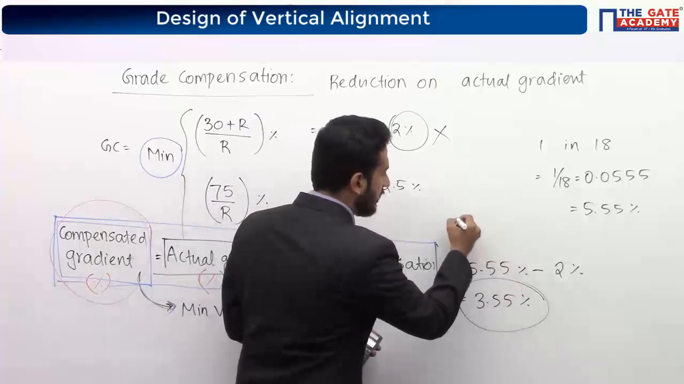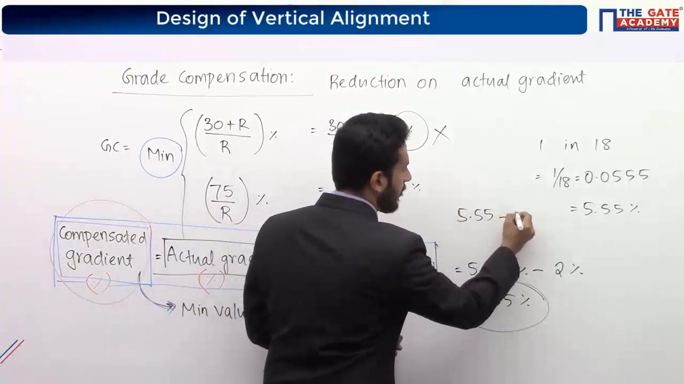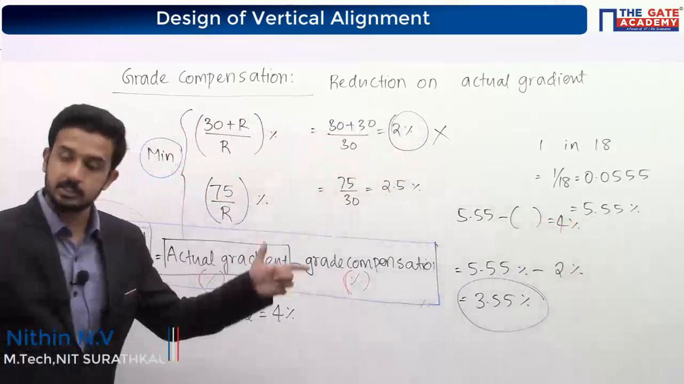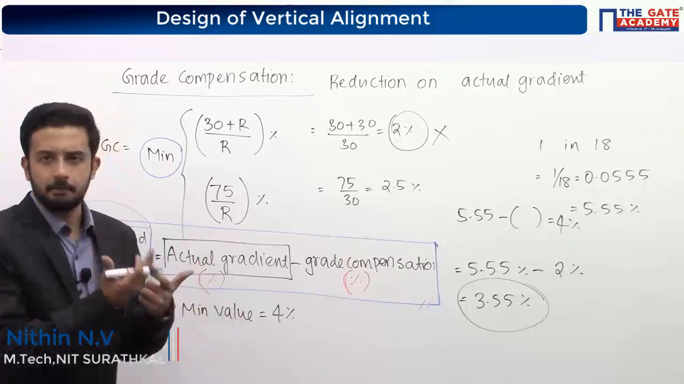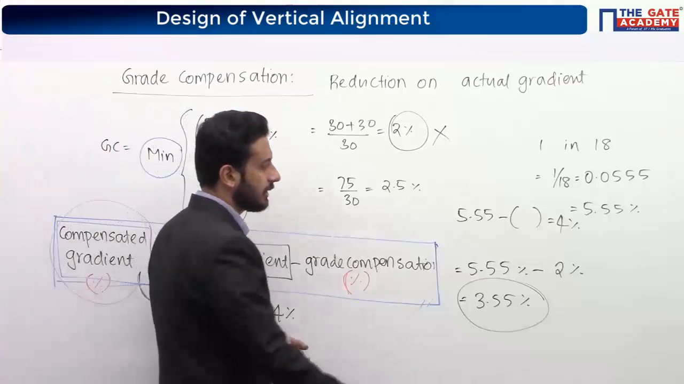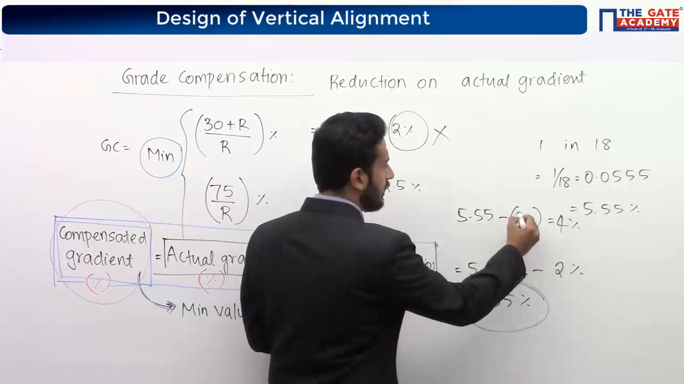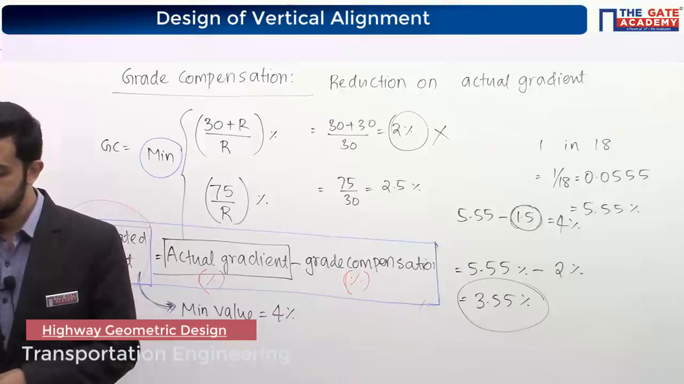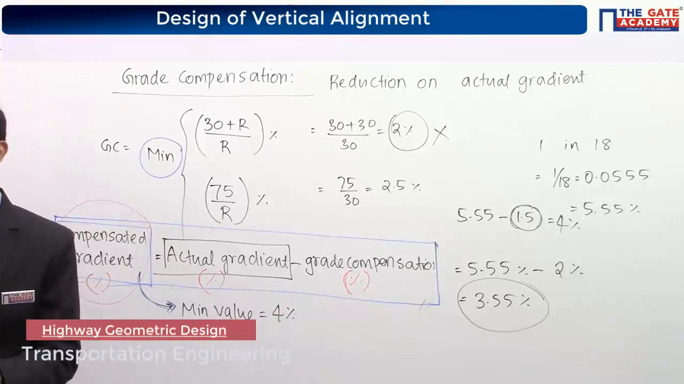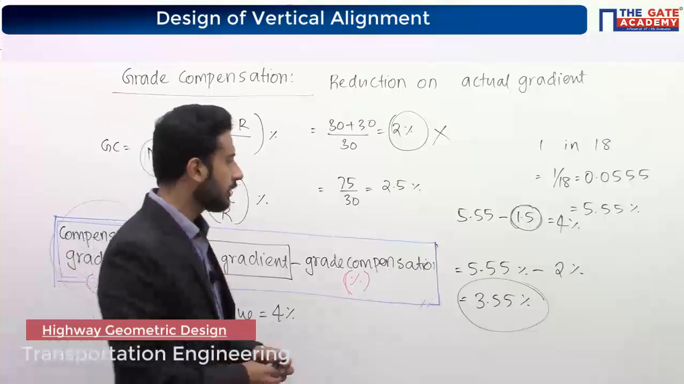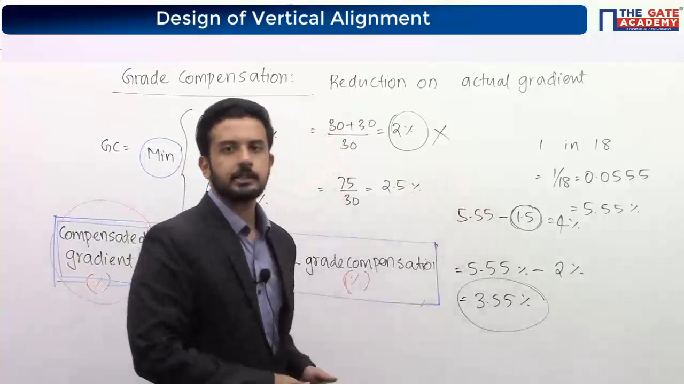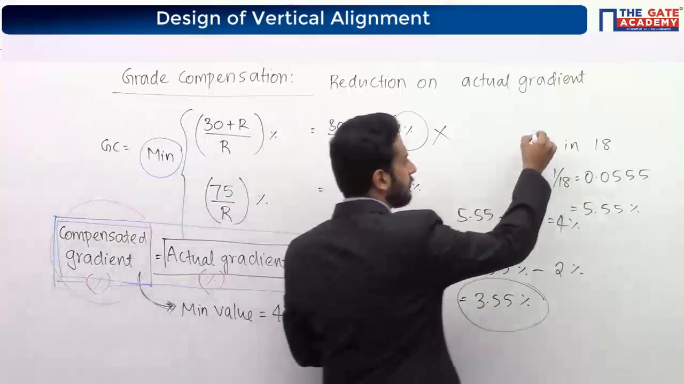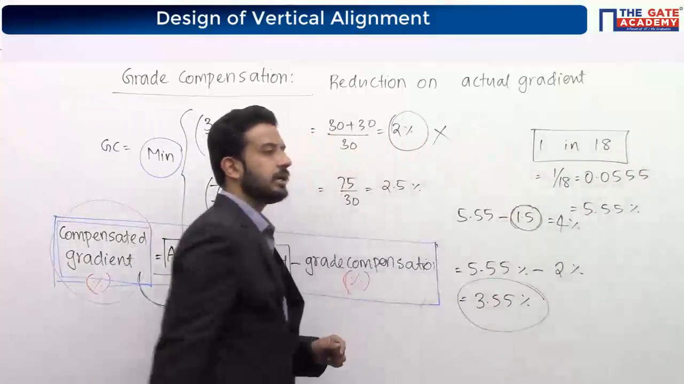How much can I give? 5.55 is the existing. If I am subtracting something, maximum I can get 4%. If it is going below, okay? If it is above 4%, it is good. That's it. Then what can this value be? Maximum to maximum, it can be 1.5 only. Understanding now? Then it is 1.5%. Very good. Now everyone got the concept? So after calculating the grade compensation, in case they have given the value of existing gradient, always check it.